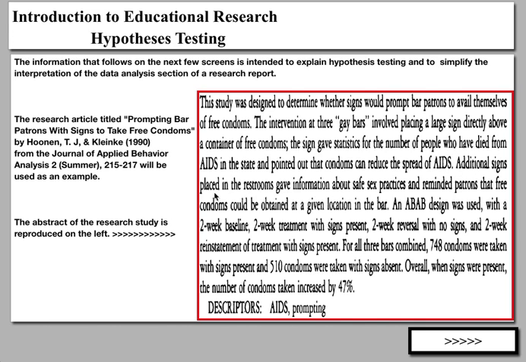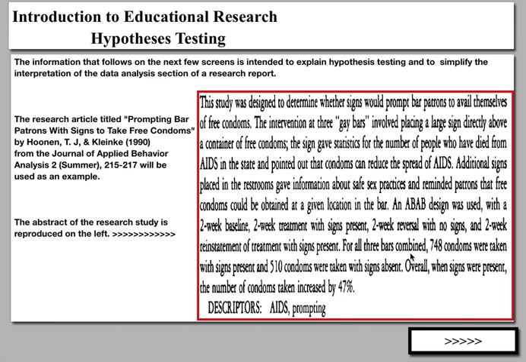Additional signs placed in the restrooms gave information about safe sex practices and reminded patrons that free condoms could be obtained at a given location at the bar. An ABA design was used with a 2-week baseline, a 2-week treatment with signs present, a 2-week reversal or withdrawal with no signs present, and a 2-week reinstatement of treatment with signs present.